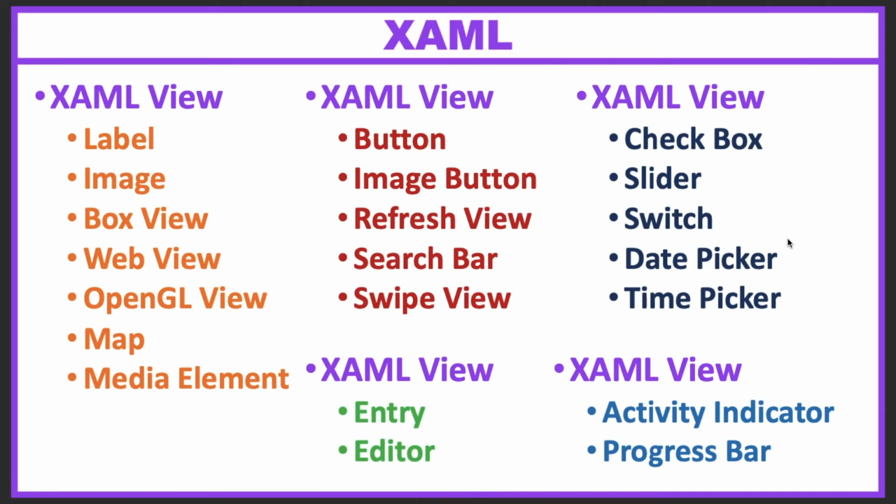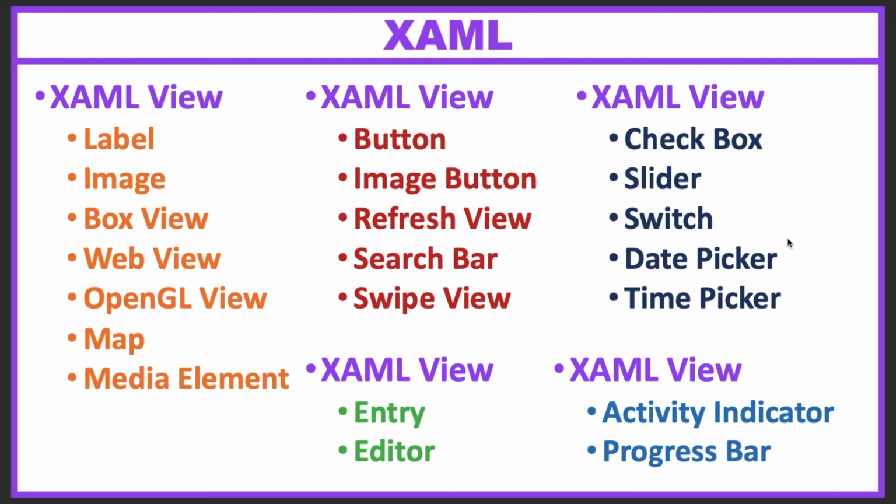And this lists out all the user interface components, which are called views in XAML. Label is for displaying some information to the user, image is for displaying an image, and in the same way we have box view, web view, OpenGL view, map, and media element. These are all used to give some information to the user. And next, button, image button, search bar, swipe view. These are all used to trigger some events.